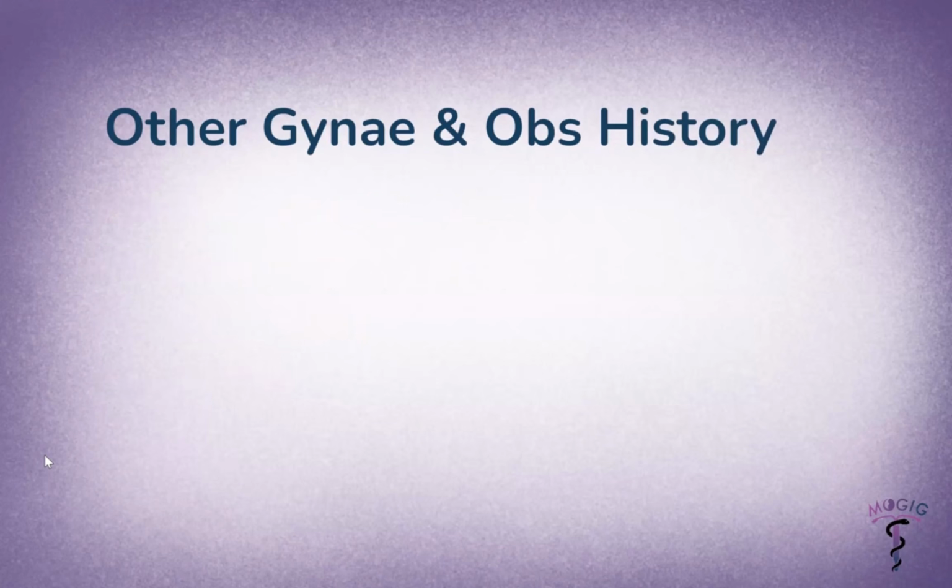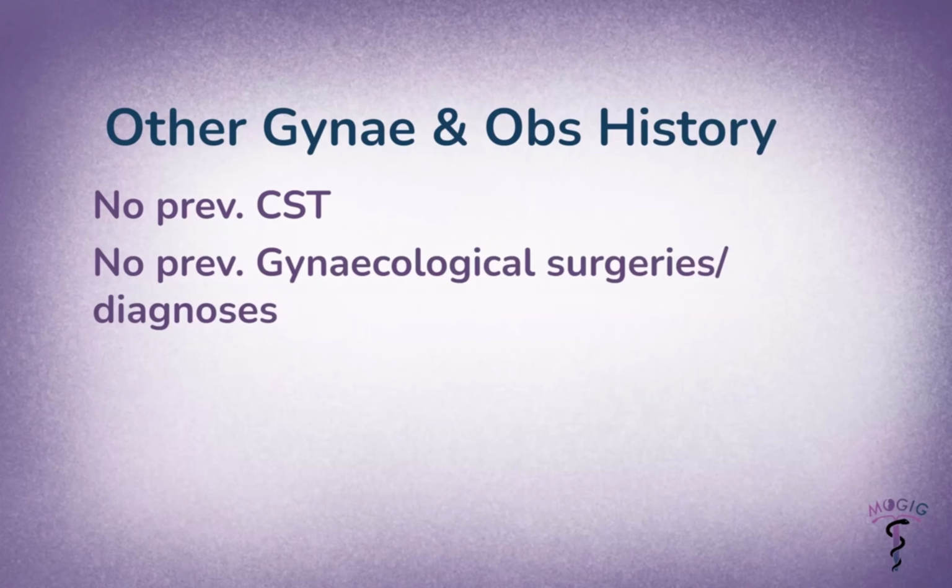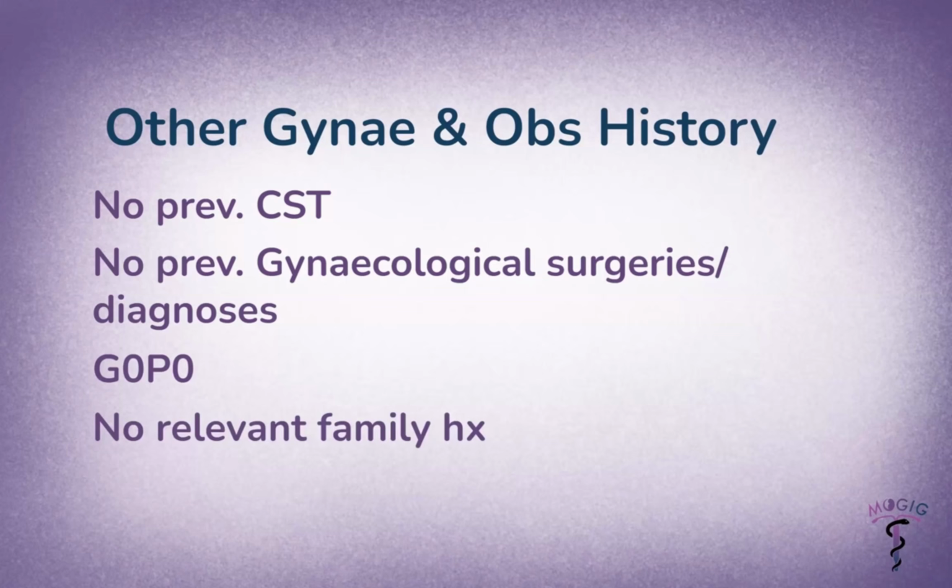So in terms of Marnie's history, she tells you that she's never had a CST despite being 30 years old. She also says that she's never been diagnosed with any gynecological issues or had any surgeries in the past. She's had no previous pregnancies and hasn't delivered any children. And she's got no relevant family history of cancers or clotting disorders or anything else of concern. So next step for Marnie will be thinking about where do we go from here. Generally, we do our history and then we do our exam.